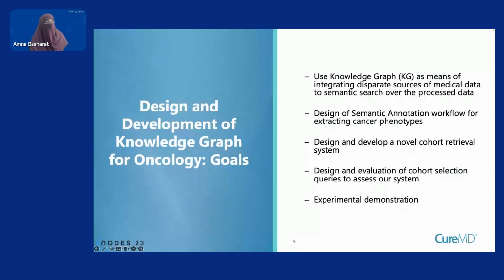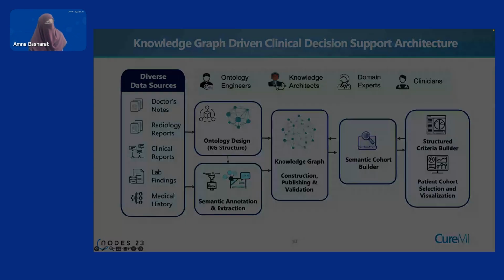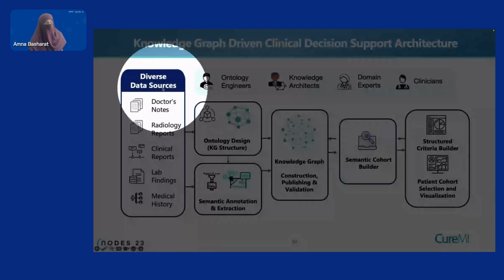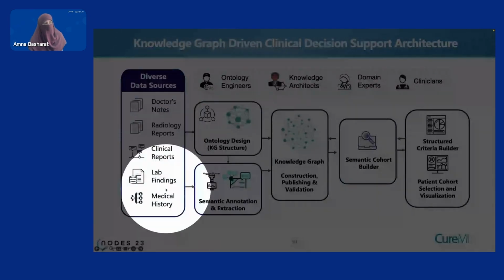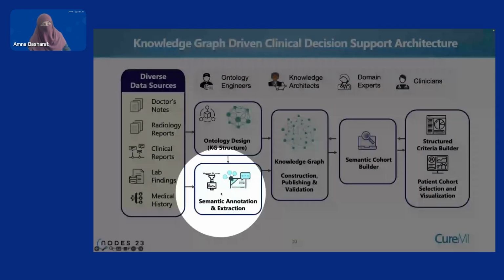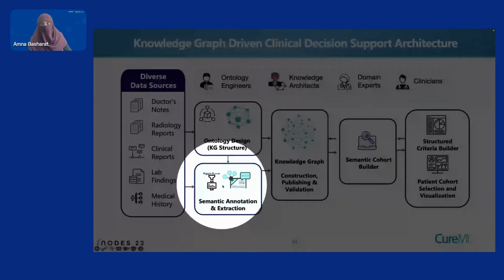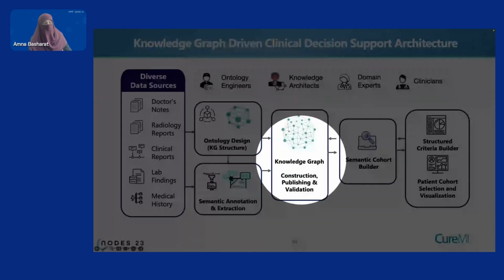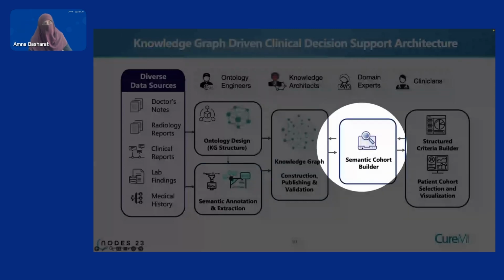So if we were to look at the overall architecture for this knowledge graph decision support system, you can notice these are all the sources of data that we have: doctor notes, radiology reports, clinical reports, medical histories of the patients, the EMR and EHR data, on top of which we have this semantic annotation and extraction pipeline, from which we then go on to construct the graph that we have designed a schema for. And then on top of which we build the semantic cohort builder.